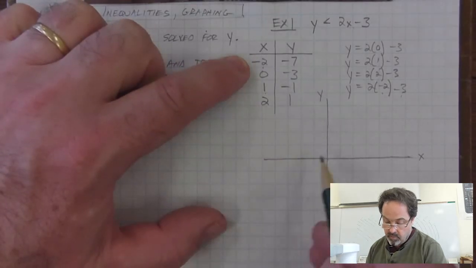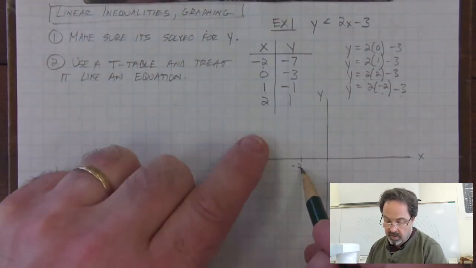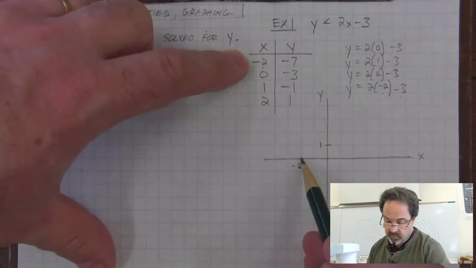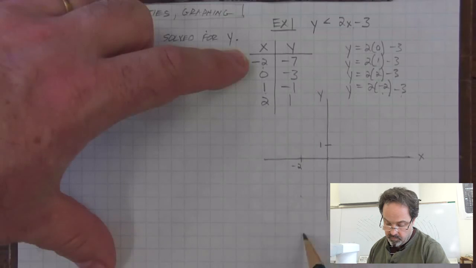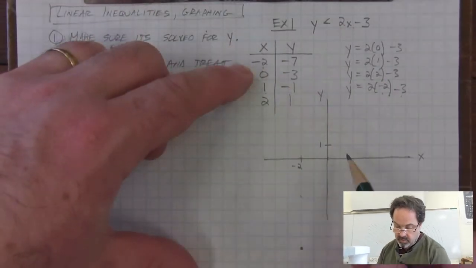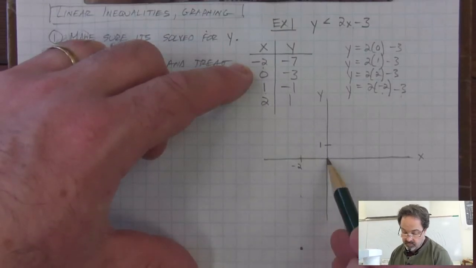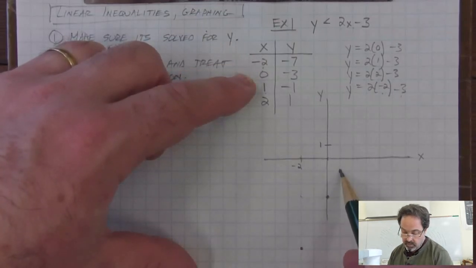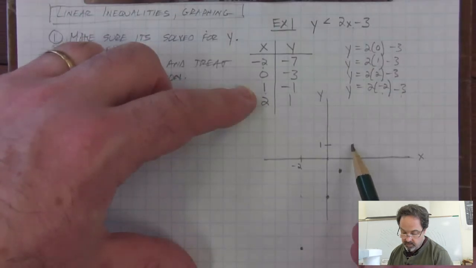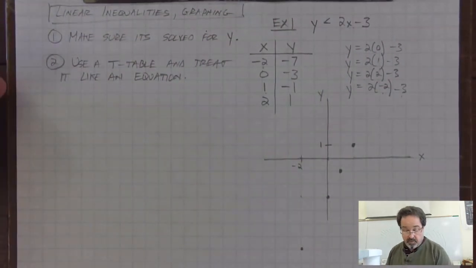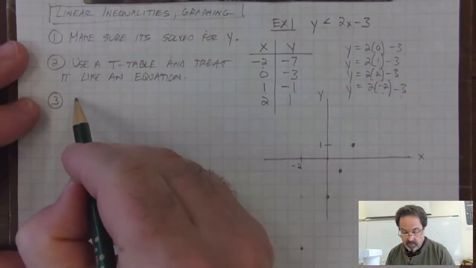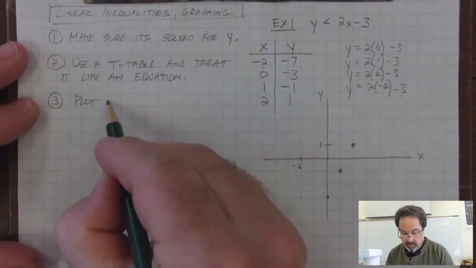I need to label a tick mark on x at -2. Plotting the point -2, -7, that's -2 on x, and then -7 puts that point down here. Plotting the point 0, -3, that's 0 on the x-axis, -3 on the y-axis, is here. Plotting the point 1 for x, -1 for y, and 2 for x, +1 for y. That was step 2, using a t-table and treating it like an equation to plot these points. But now I need to consider that I'm graphing an inequality. Step 3, we could say, was plot the points from the t-table, which has already been done.